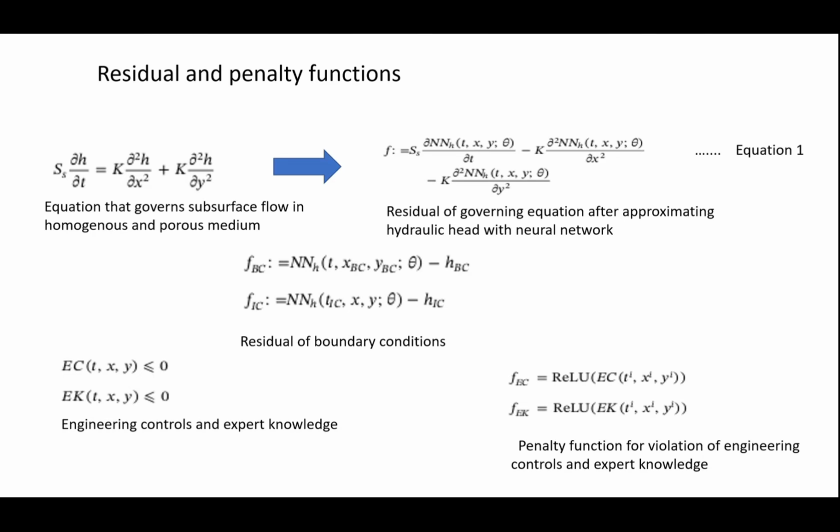As a theory-guided neural network, it also takes into account the engineering controls and expert knowledge. So whenever the neural network model violates the engineering controls and expert knowledge, a penalty function is imposed, and these penalty functions are obtained by using some activation functions which take as input these engineering controls and expert knowledge.